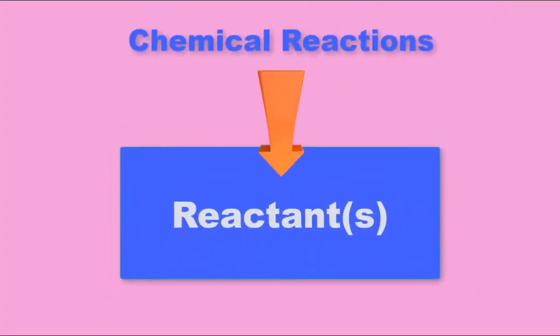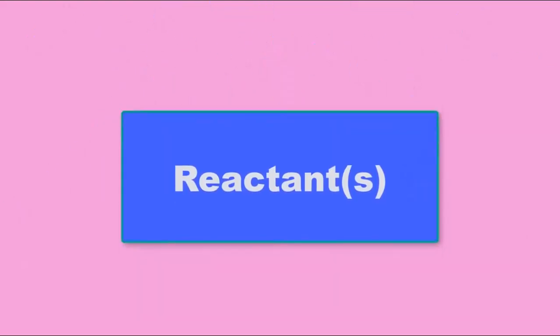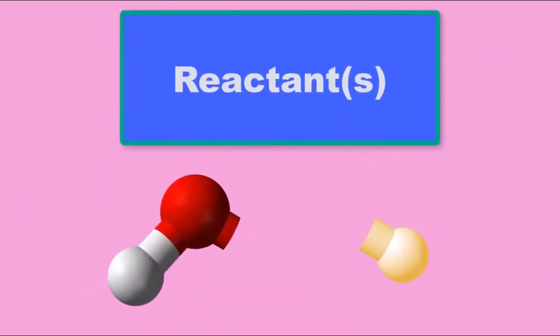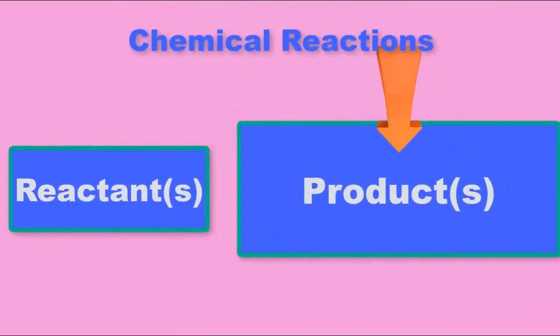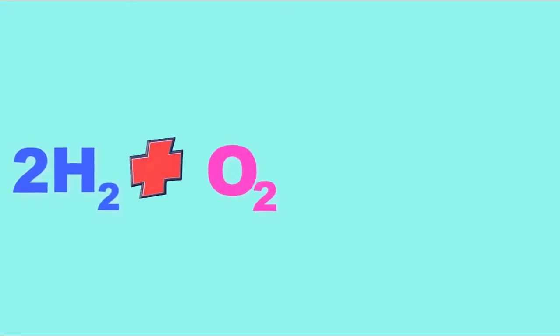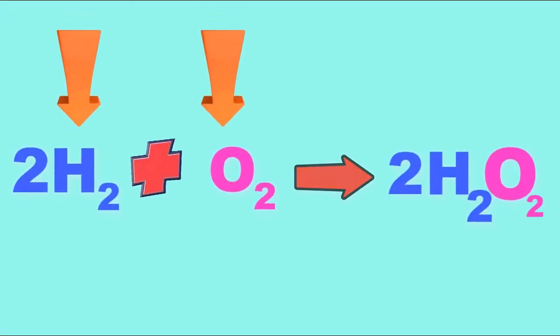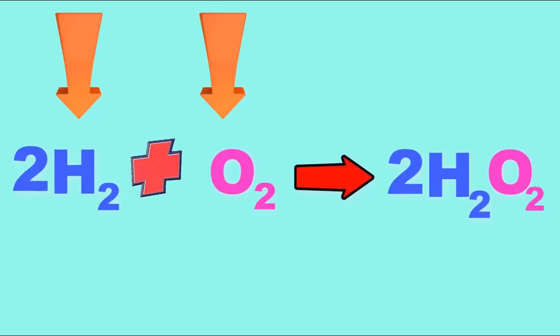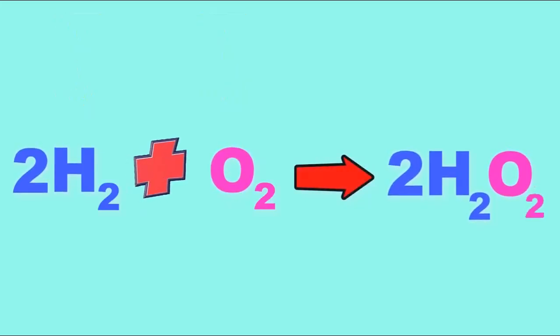In a chemical reaction, we begin with 1 or more chemicals called reactants. The reactants are changed somehow to form the end result, called products. Notice that the same total numbers of hydrogen and oxygen atoms are present in both the reactants and the products. They are just grouped differently. Chemical reactions cannot create or destroy matter. They can only rearrange it.